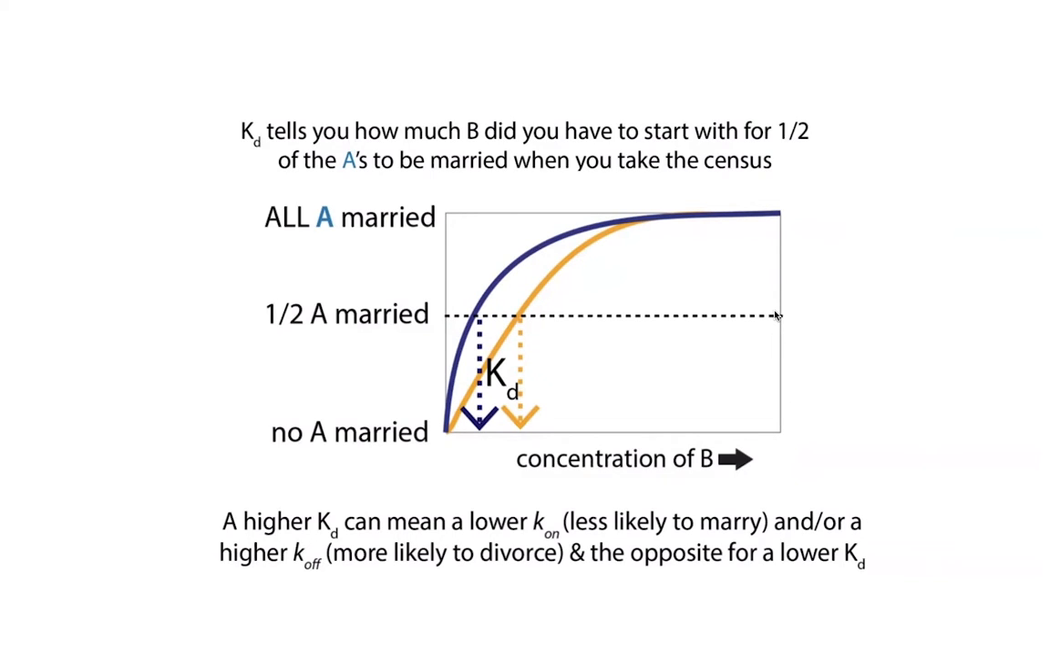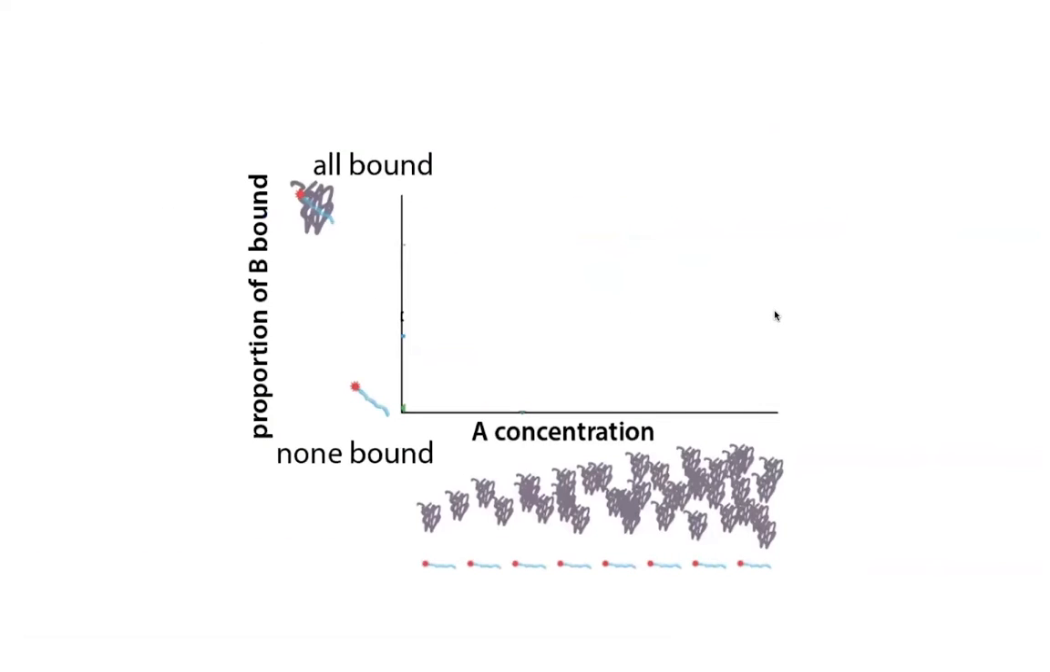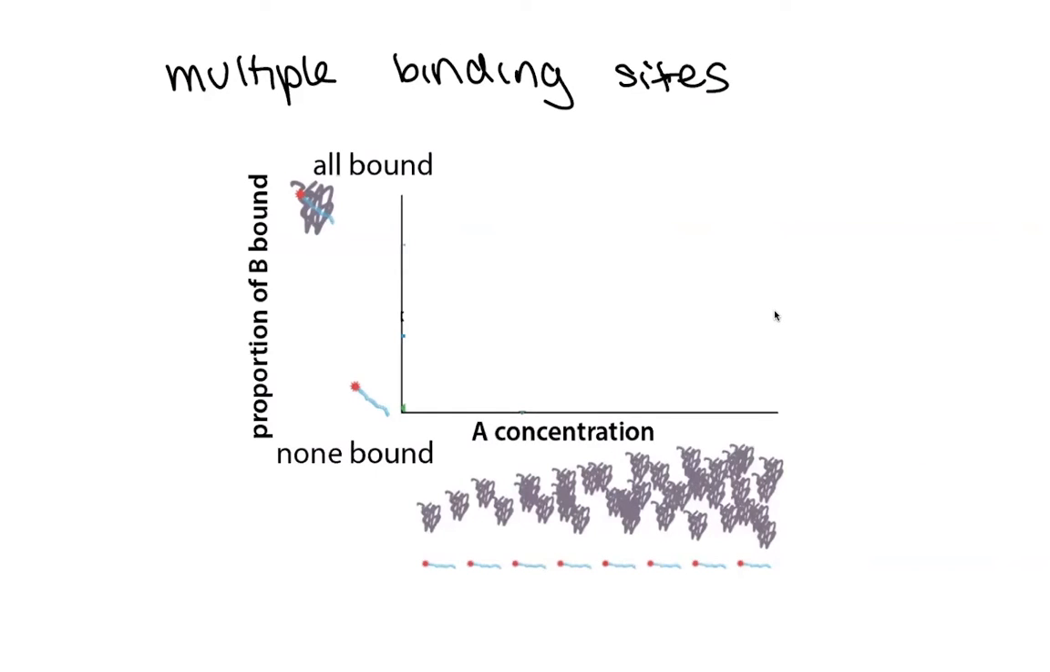But it also helps remind us that we can define this in terms of either of the partners, because we just arbitrarily say which is A and which is B. But now let's look at a more complicated case. What if we have multiple binding sites? So we have a single molecule with multiple binding sites. How are we going to tackle this?